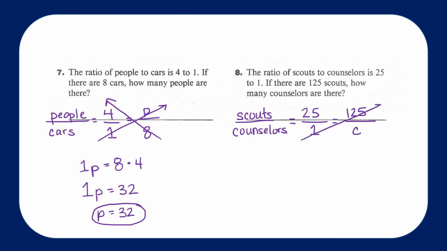So we have 1 times 125 equals 25c. 1 times 125 is 125 equals 25c. If I divide by 25 on both sides, that would give me 5. So there would be 5 counselors.